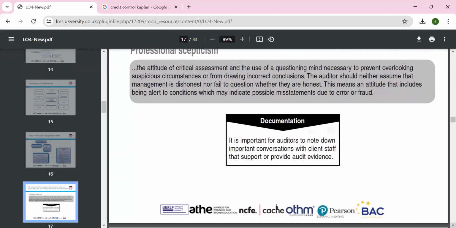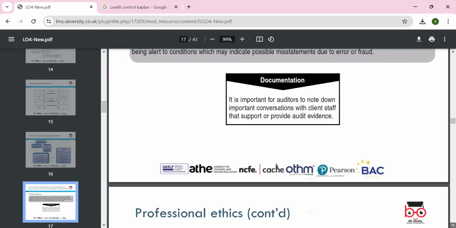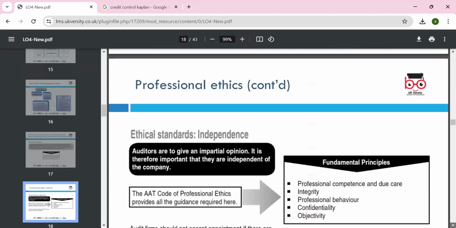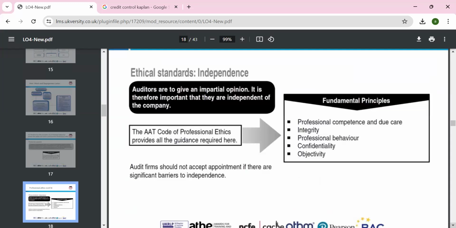So it is important for the auditor to note down the importance of the conversation, and for the client to support by providing the audit evidence. So professional ethics: ethical standards require auditors to give an impartial opinion, and it is therefore important that they are independent of the company and the profession. These are 5 ethics not supposed to be compromised.